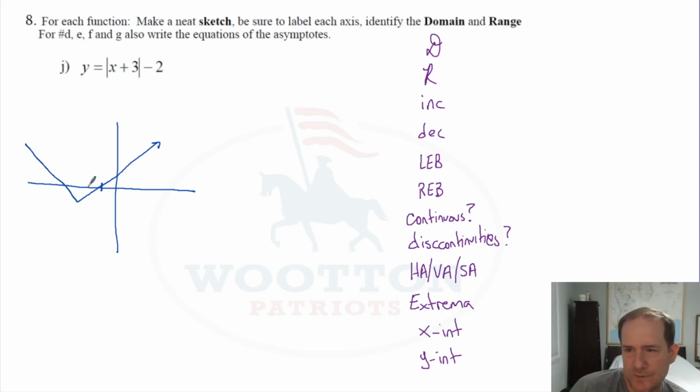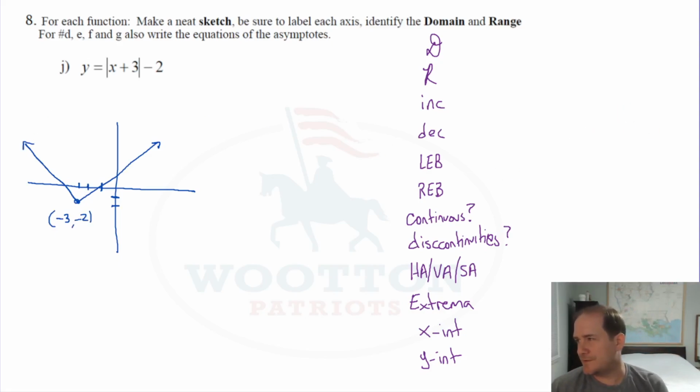So we'd go 1, 2, 3. We'd go down 2, 1, 2. And we know that that vertex point right there is at negative 3, negative 2. Okay, that's it. That's your graph. So what's our domain? We can see it's all real numbers. We can see that our range has a min at negative 2. So that's going to be negative 2 inclusive up to infinity.